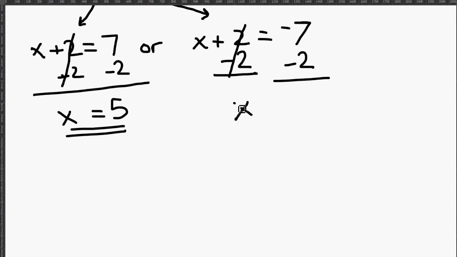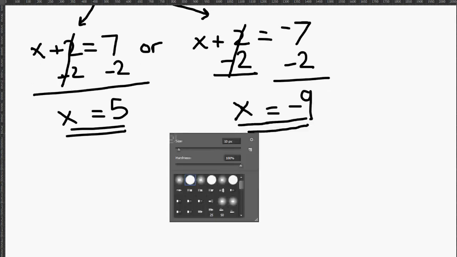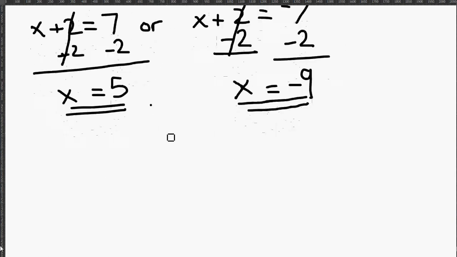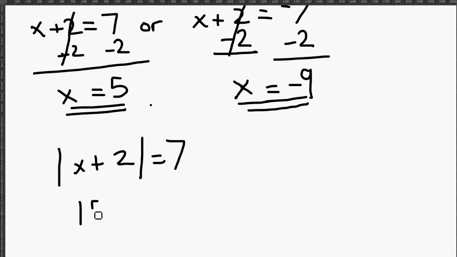And now I'm going to plug them back into the original equation, so the original equation up here, and see if they actually work. So the original equation reads, the absolute value of x plus 2 is equal to 7. And we're going to plug in the 5 first. So that reads the absolute value of 5 plus 2 is equal to 7. And on this side you get the absolute value of 7 is equal to 7. And that's true, the absolute value of 7 is 7. So we did that correctly.